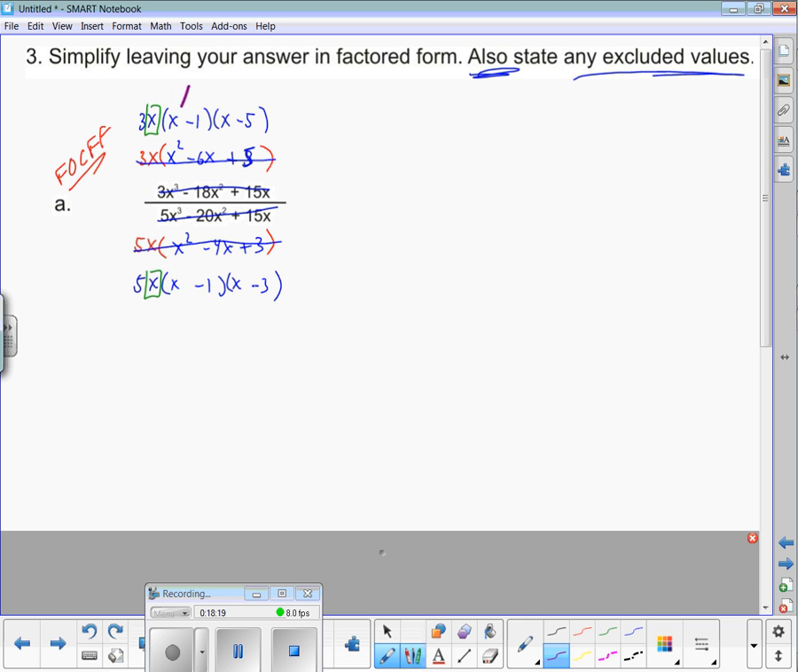Don't do this, but look at this x. That x is tied into that -1. Look at this x. That x is tied into the -5. Look at this x. That x is tied into the -1. Look at this x. That x is tied into the -3. All of those other x's are all tied in.